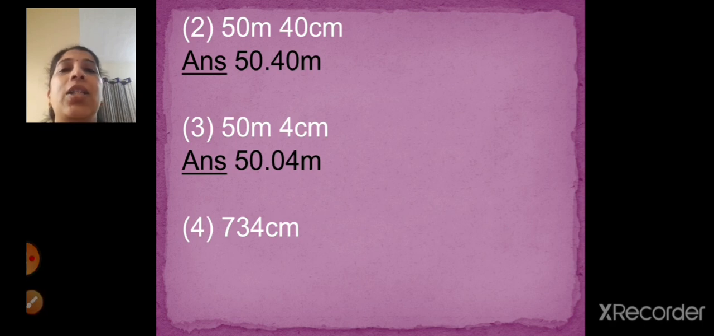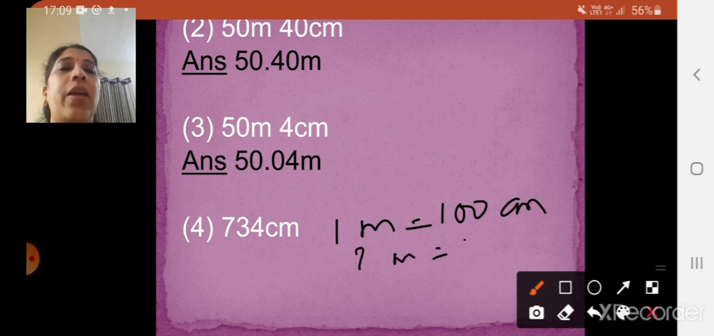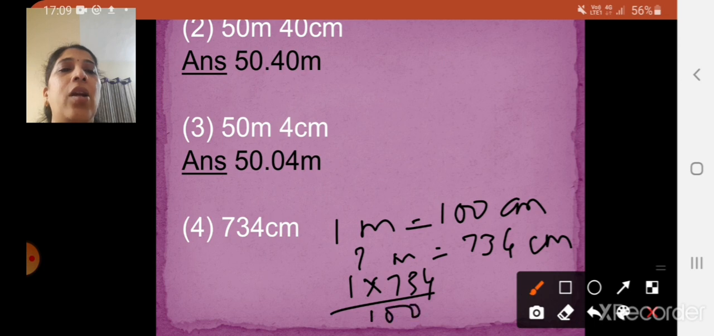Now the fourth one is 734 centimeter, right? So again here children, 734 centimeter is directly given. So what you can do, you can write 1 meter is equal to 100 centimeter, right? So how many meter is equal to 734 centimeter? So what you will do, 1 into 734 upon 100. So what do you get?